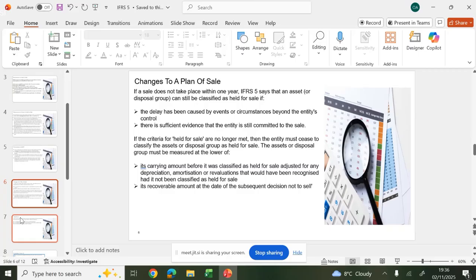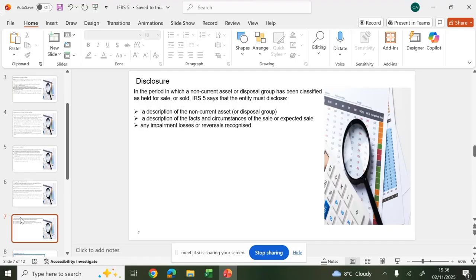So that is that. The last one we want to look at before we look at the illustration is disclosure. In the period in which a non-current asset or a group of assets is classified as held for sale or sold, IFRS 5 says the entity must disclose a description of the non-current assets, a description of the facts and circumstances of the sale, and the impairment loss or reversal recognized. So we must always disclose it.